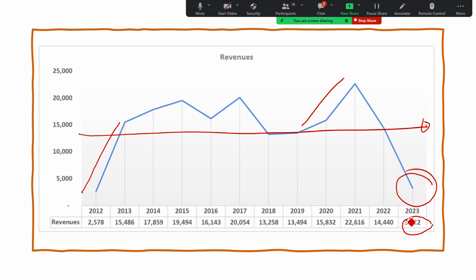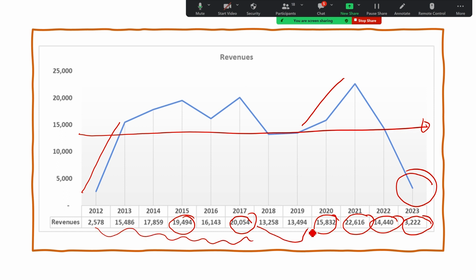Has been a horrible year. So 2023 sales are down to about $3,000 so far. In 2022 they were up to about $14,000. 21 was a great year, $22,000. 20 was okay at $15,000. 17 was a good year with $20,000. 15 was a good year. So we've had a couple of good years, and then we've been sort of going under. We picked up again, then went up, then came under again, then are down again. So this year promises to be a bad year.